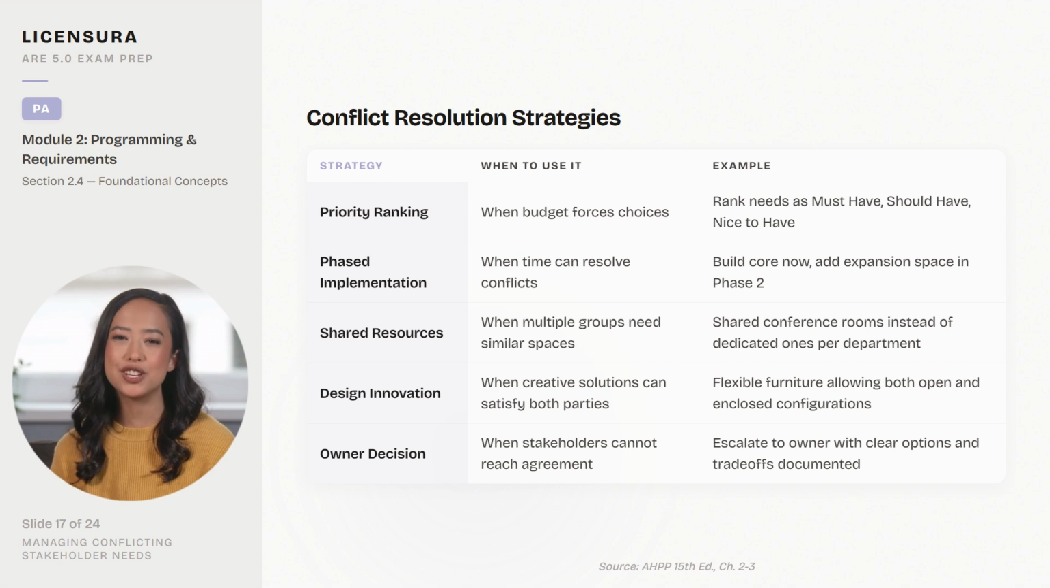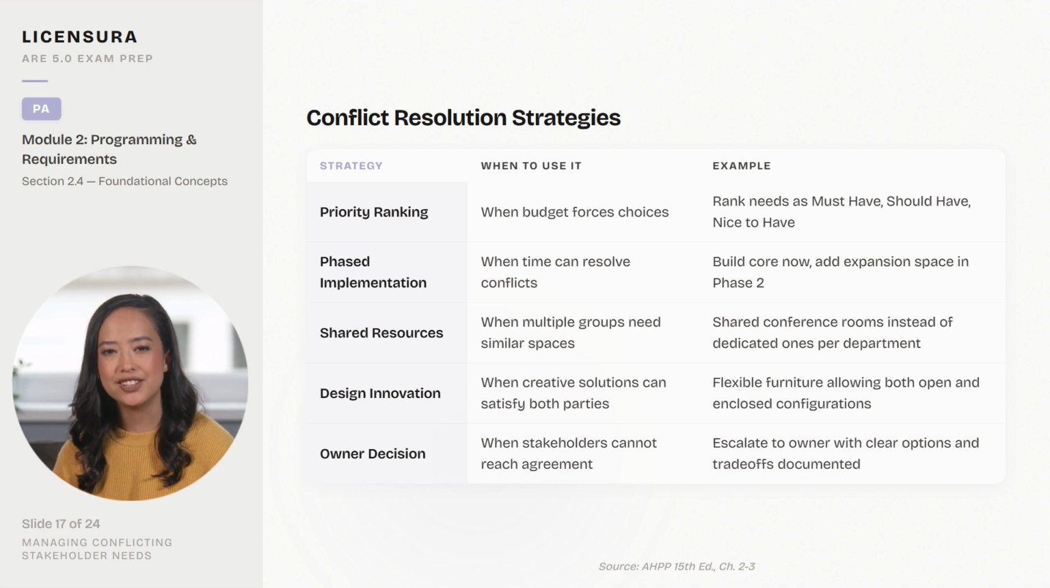Priority ranking forces choices when budget is limited, using categories like must-have, should-have, and nice-to-have. Phased implementation resolves conflicts through time. Build the core now and expand later. Shared resources satisfy multiple groups without duplicating spaces. Design innovation finds creative solutions that satisfy competing requirements. And when all else fails, the decision escalates to the owner with clear options and documented trade-offs.